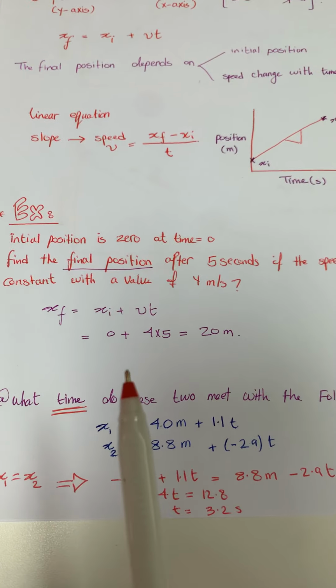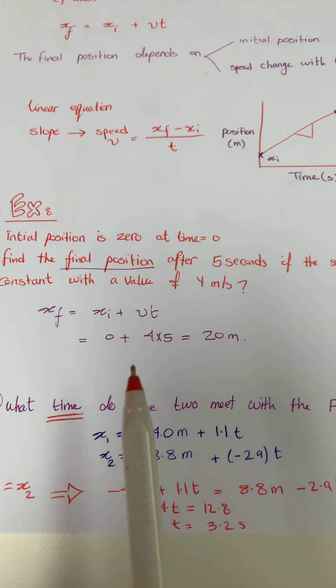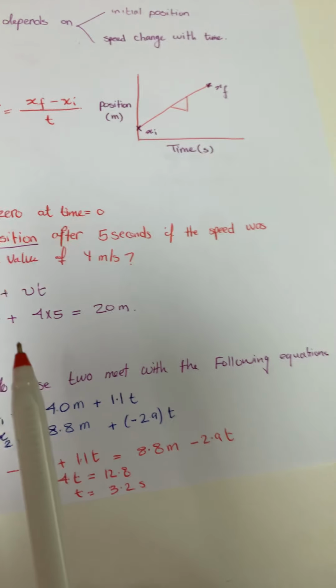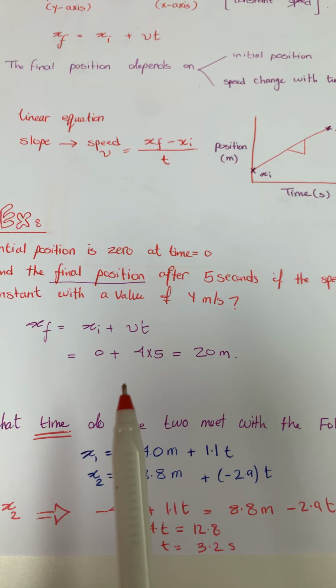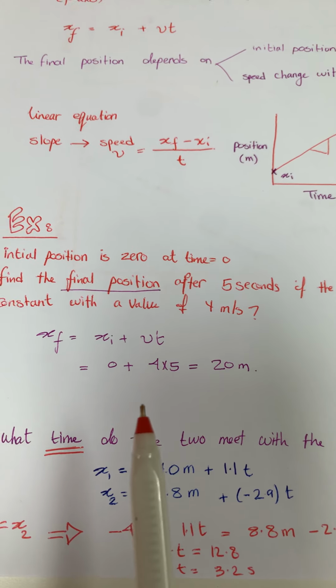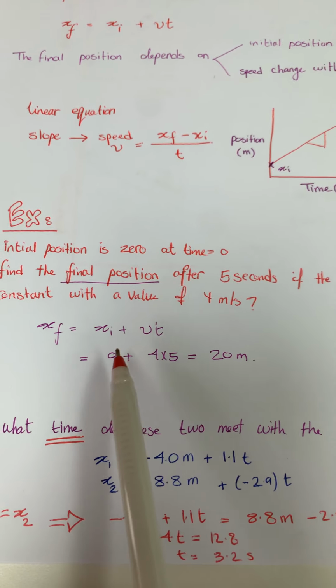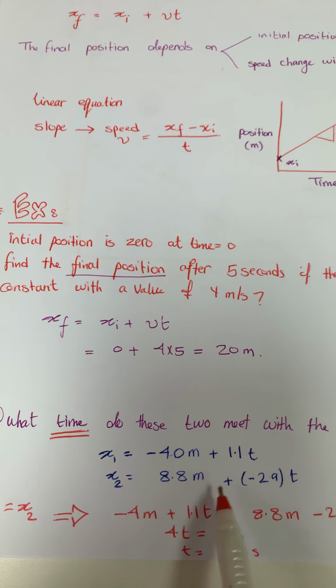Example. If the initial position was 0 at time 0, find the final position after 5 seconds. If the speed was constant with a value of 4 meters per second, we will just apply it in a direct way. 0 plus 4 times 5 is going to be 20 meters.